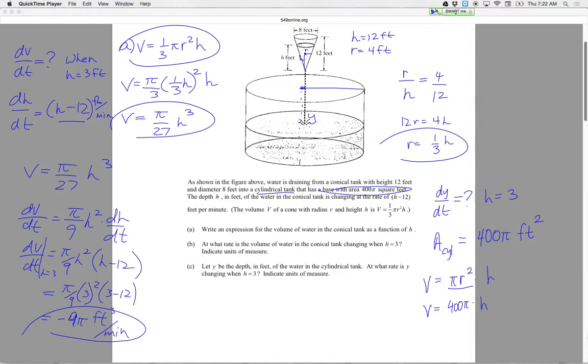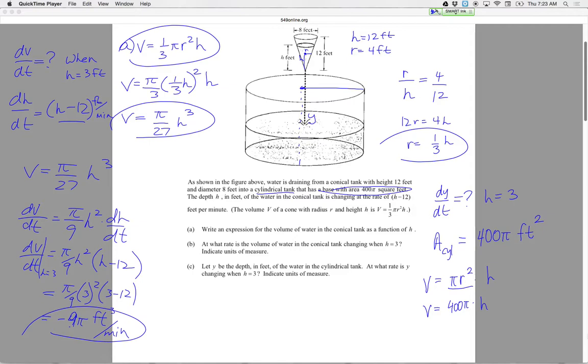Yes, you do. Let me tell you why. Throw yourself physically there in the problem. What did we do in part B? We found the rate of change of the volume when it was draining from the conical tank when H was 3. The rate of change for the volume of the tank when H was 3 was negative 9 pi cubic feet per minute. If that's draining out of that tank, where is it going? It's filling the cylinder. So this is negative 9 pi cubic feet per minute for the cone, but for the cylinder it's positive 9 pi cubic feet per minute.